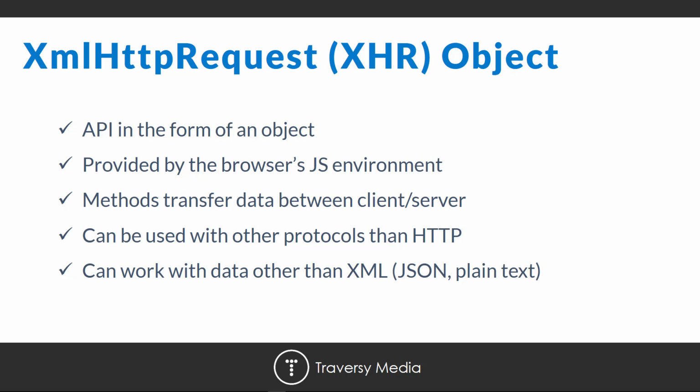So all modern browsers have this API. Its methods transfer data between client and server, or browser and server, and it can also be used with other protocols other than HTTP, although HTTP is usually what it's used with. It can also work with data other than XML. Obviously, like I said, AJAX is these days more commonly used with JSON. It can also use plain text.